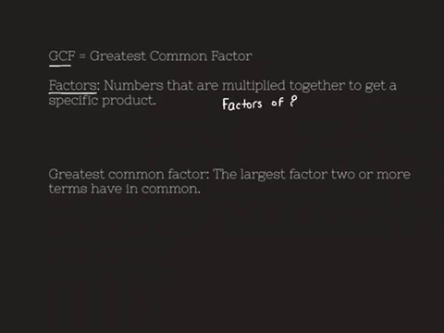The easiest way to do this is to set these up in pairs. So we could do 1 times 8 to get 8, or we could do 2 times 4. There's nothing times 3 that gives us 8, so then we're back to 4, which is already in our list. So these are our only factors of 8: 1, 2, 4, and 8. So the greatest common factor is the largest factor that 2 or more terms have in common.